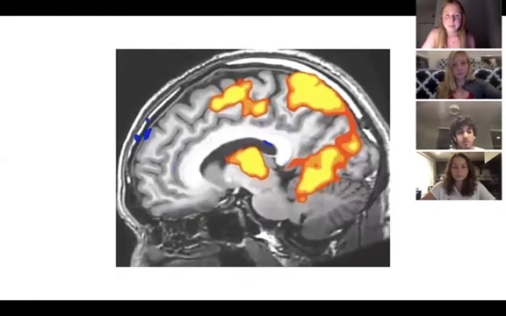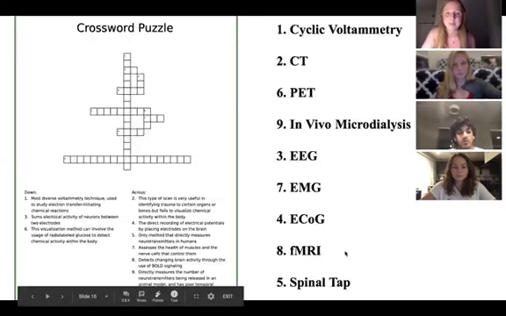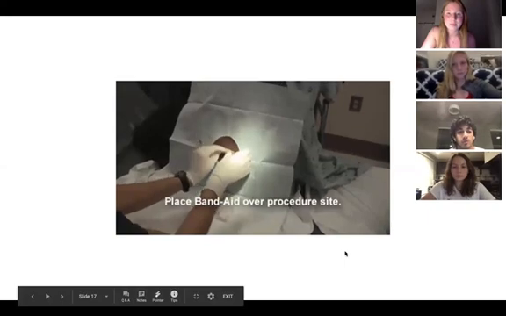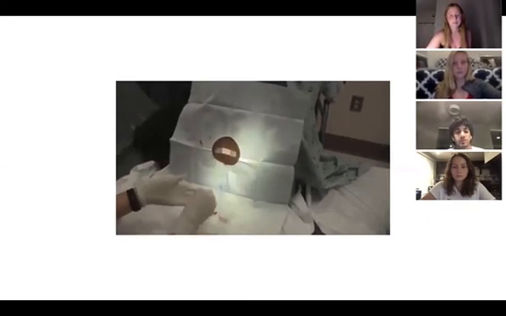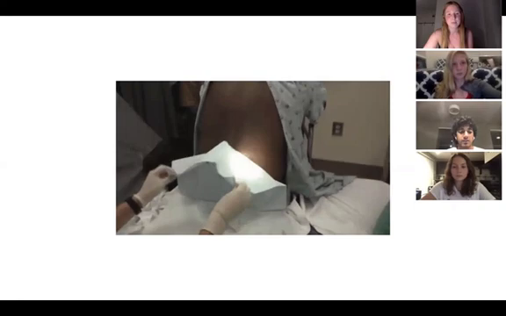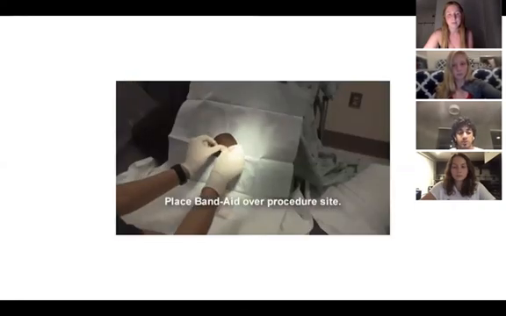The last method we haven't covered yet is a spinal tap, where cerebrospinal fluid is drawn and collected from between 2 vertebrae in order to measure general circulation levels of neurotransmitters. That fits the clue for number 5 because it's the only method that directly measures neurotransmitters in humans.